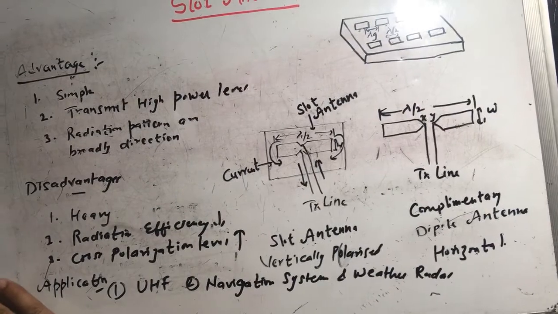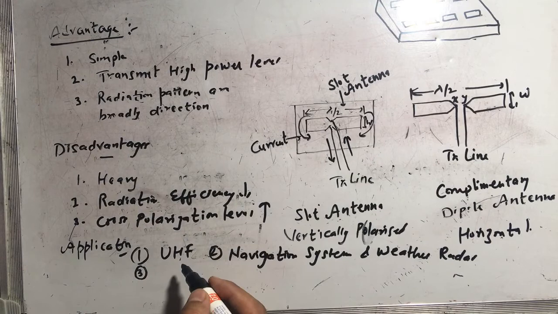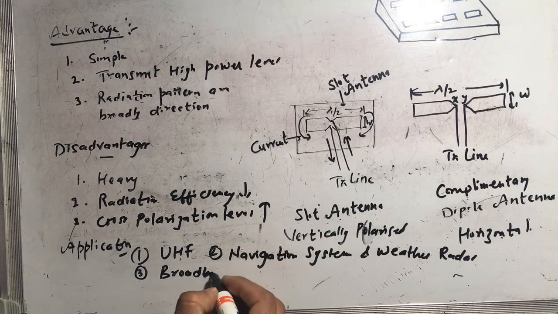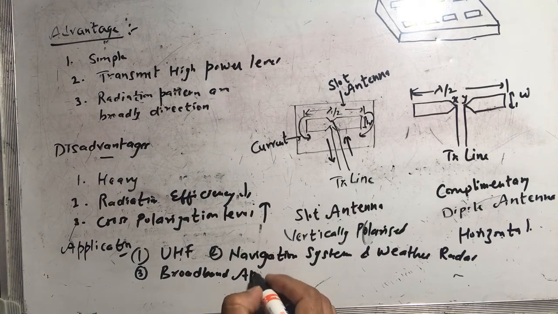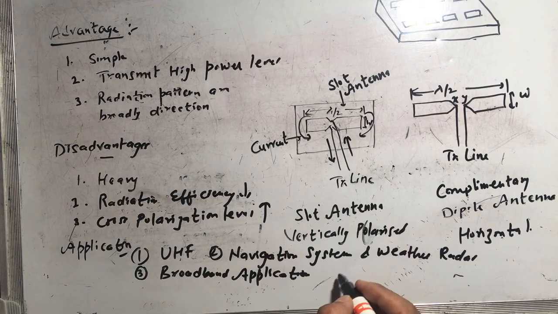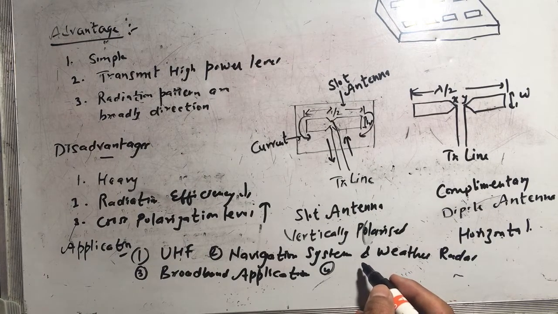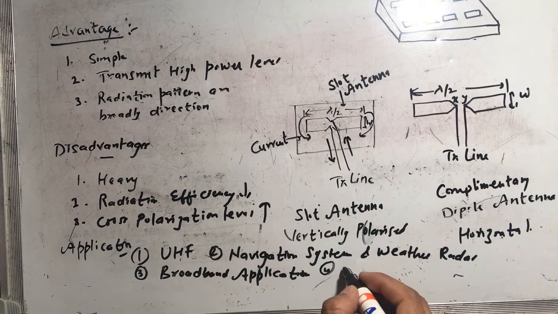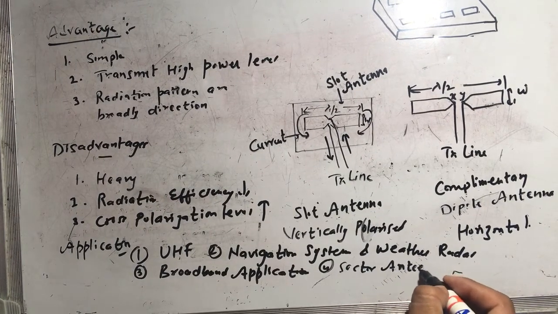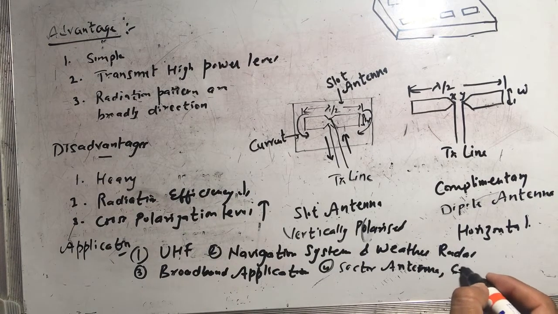Third, slotted pole antennas are used in broadband applications. And fourth, they are sometimes used as sector antennas in cell phone base stations.